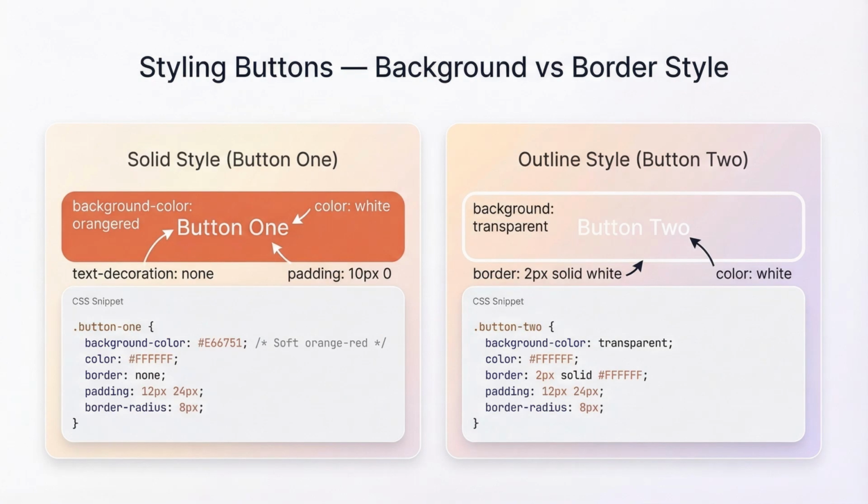Both buttons share common properties: white text, no text decoration since they're anchor tags, and padding for size. The key difference is how the background is handled. Button 1 uses a solid fill. Button 2 removes the background and relies on the border to define its shape. This two-button pattern, one solid, one outlined, is extremely common in modern hero section designs.